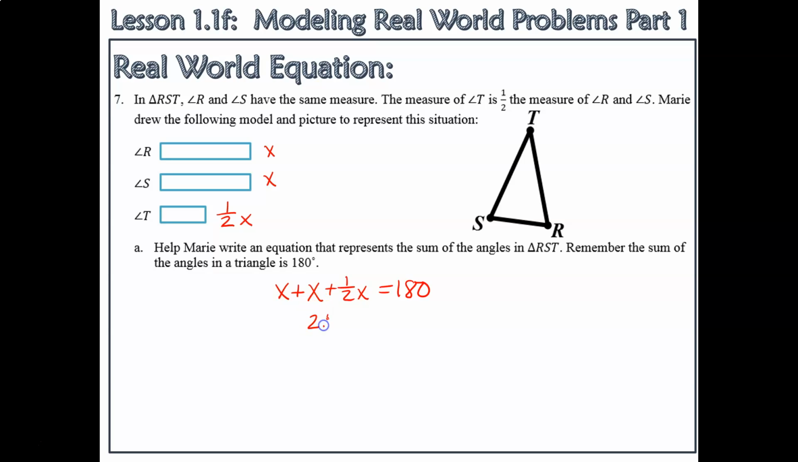So I have 2.5x equals 180. If I divide each side by 2.5, I have x equals 72. So these are both 72 degrees. And then half of that, if you take 72 and divide it in half, you'll have angle T, which is 36 degrees. So always remember, they're not always going to give you that 180, but you always know that in every triangle, the angles always add up to 180.